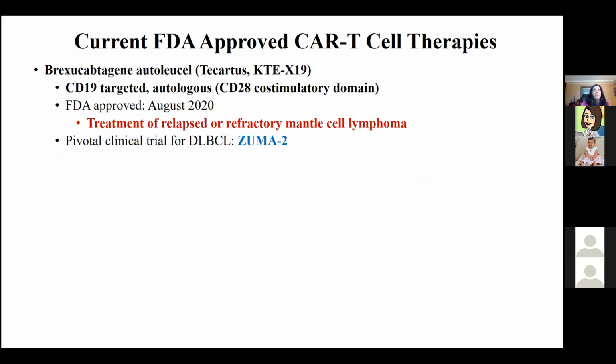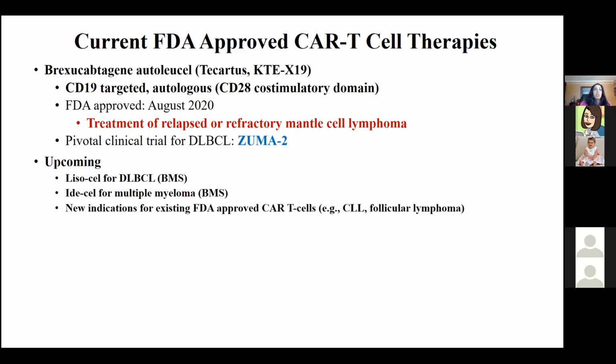different. What they do is they try to selectively eliminate any cells that express CD19 that happen to be in the product, so any B cells or any rogue malignant cells, so that they don't bind some of the CAR T cells, which then cannot bind with cells once they are infused into the patient. And this is FDA approved for the treatment of relapsed or refractory mantle cell lymphoma, so another B cell lymphoma. The pivotal clinical trial for this one was Zuma-2.